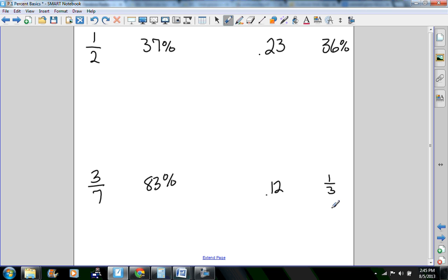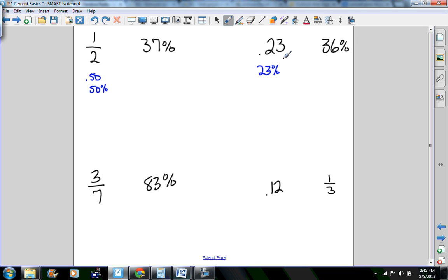So what we're going to do here is organize these from least to greatest. In order to do that, we need to have all of these being the same as each other. I can't compare a fraction to a decimal or a percent, we need them all the same thing. I'm going to turn them all into percentages. I know 1/2 is 0.50 or 50%. That's a percentage. That can turn into 23%, and that's 36.